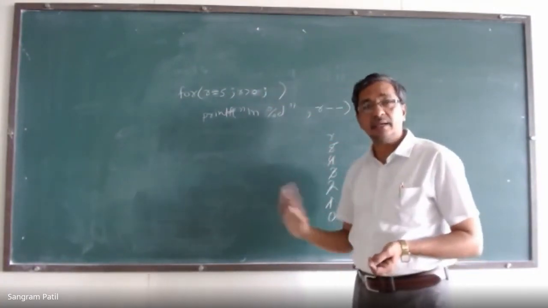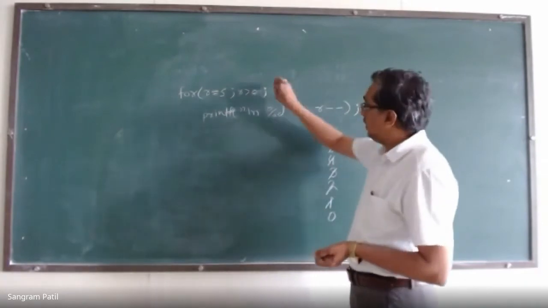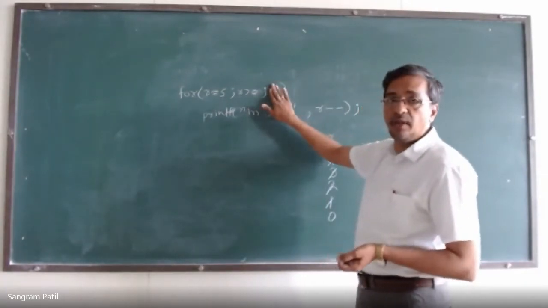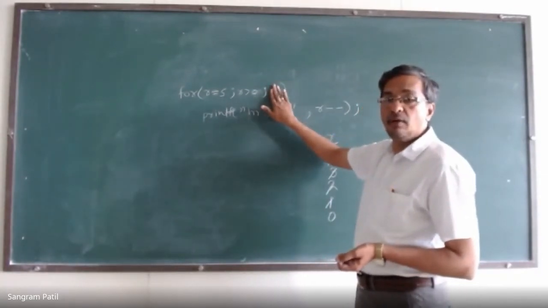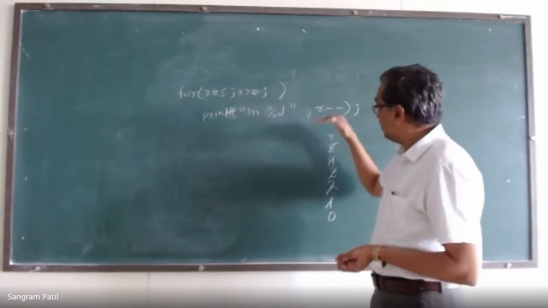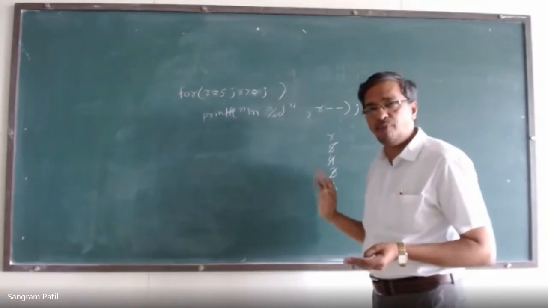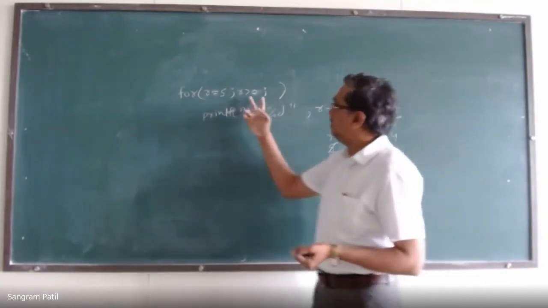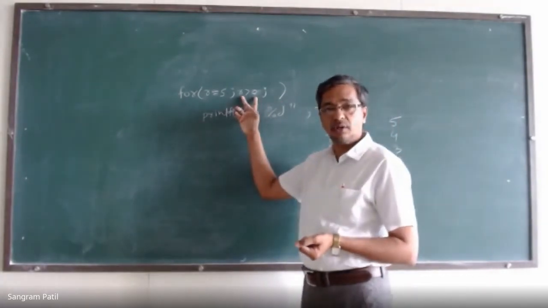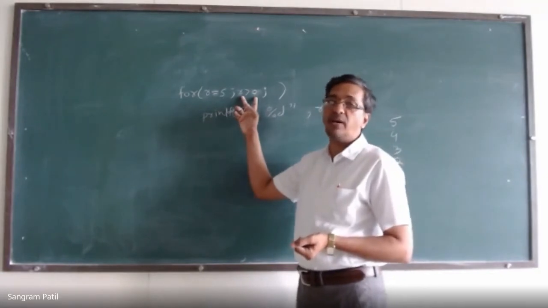It is not compulsory that your expression 3 must be present. It is not compulsory. Now where expression 3 is present? Here. Print and modify. And then what is required in for loop? The variable which we are using for the condition, we have to modify value of that variable compulsory.